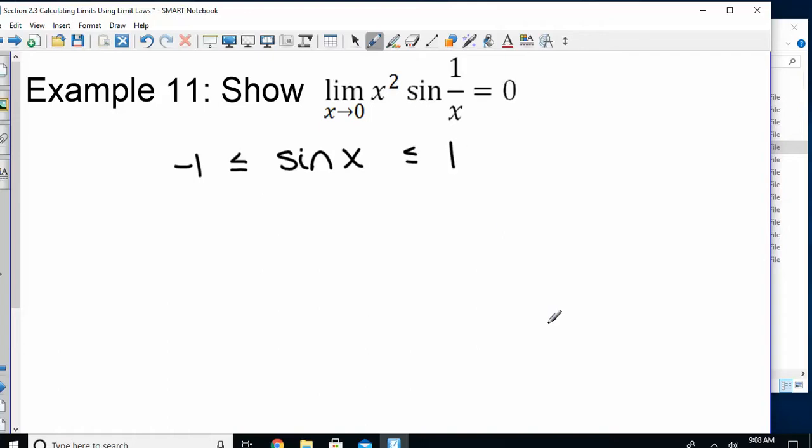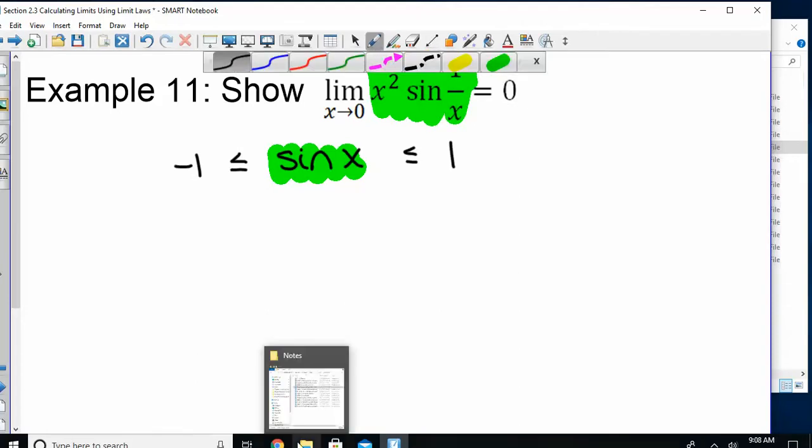No matter what, sine falls between -1 and +1. Now, I have to manipulate this piece in order to get the thing I'm taking the limit of. And we're going to do it step by step.